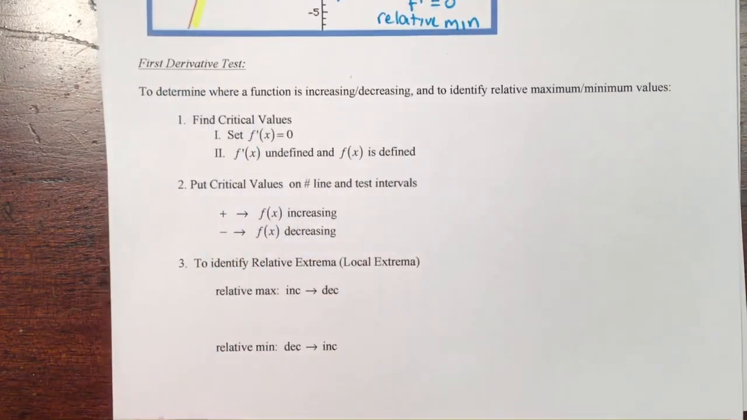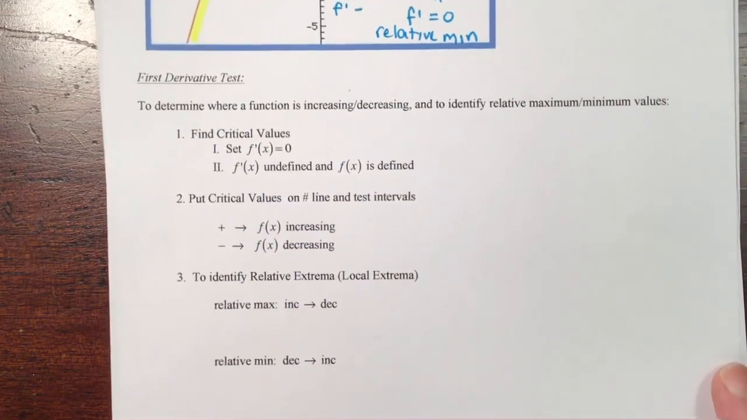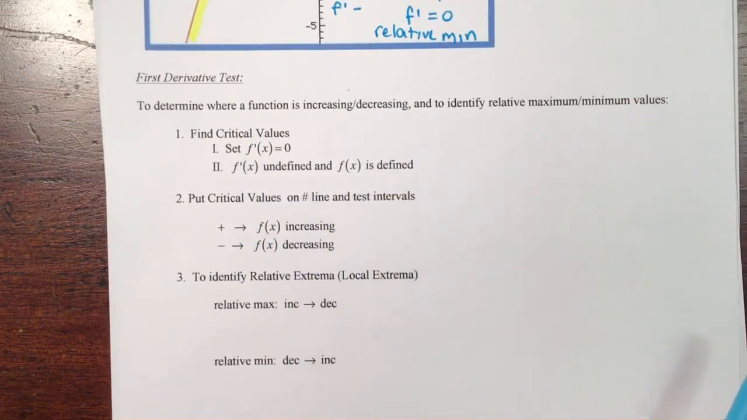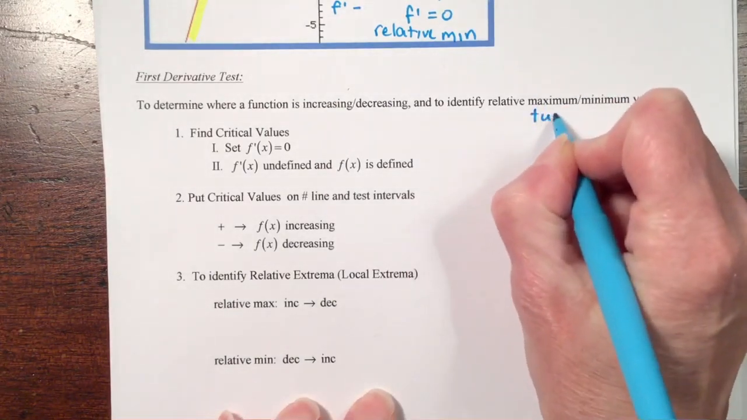what we're doing here is some teachers call it the first derivative test. So we're going to use the first derivative test anytime we want to deal with any of these things, to help us determine where a function is increasing and decreasing, and to identify any relative maximum or minimum values. Okay, remember, these are going to be turning points in our curve.